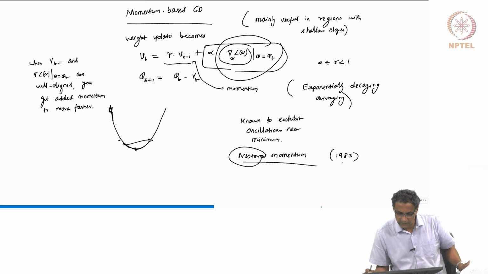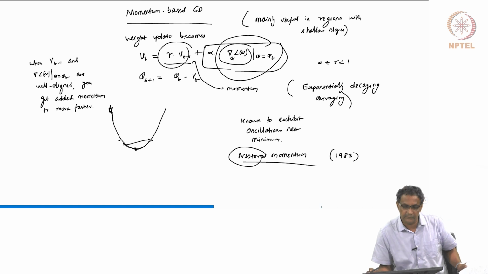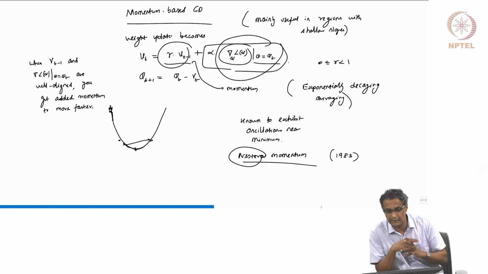Here, what he suggests is, because you anyway plan to make that step forward, which is gamma Vt minus 1, his idea is that instead of evaluating the gradient at theta t, evaluate it at theta t minus gamma Vt minus 1, because you are anyway making that step forward. This is already embedded in your momentum.